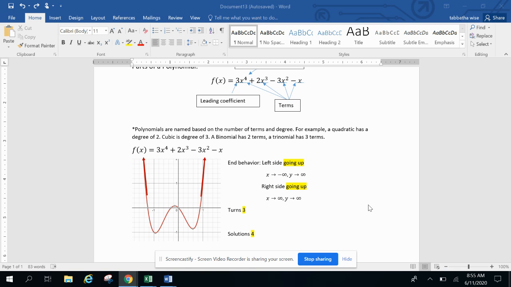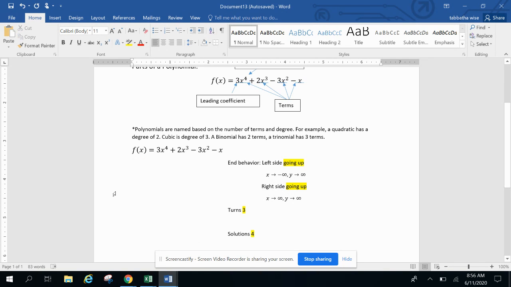Good morning. We're going to finish working on our polynomials. So yesterday we were doing our end behavior and the number of turns and the number of solutions based on the graph. Today I'm going to do it without a graph. So we're going to start with solutions.